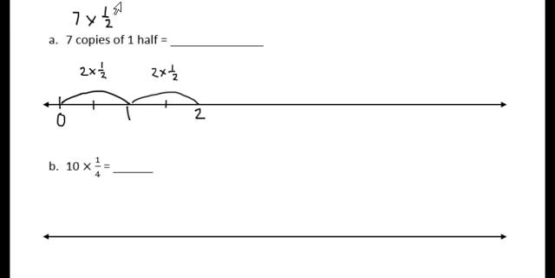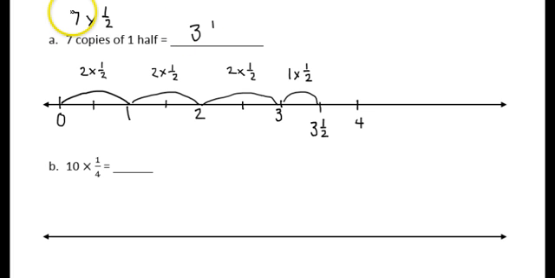Well, so far I've done 4 groups of 1/2. I need 7 groups of 1/2, so I'm going to keep going. The next hop is 2 times 1/2, and that will put me at 3 wholes. So far I've done 6 groups of 1/2. I need 7 groups. So now all I need is 1 more half. So if I show where 4 is, or the next whole, I'm going to only jump 1 more half. So that's 1 times 1/2. That puts me at the 3.5 mark on the number line. So 7 copies of 1/2 is the same as 3 1/2.